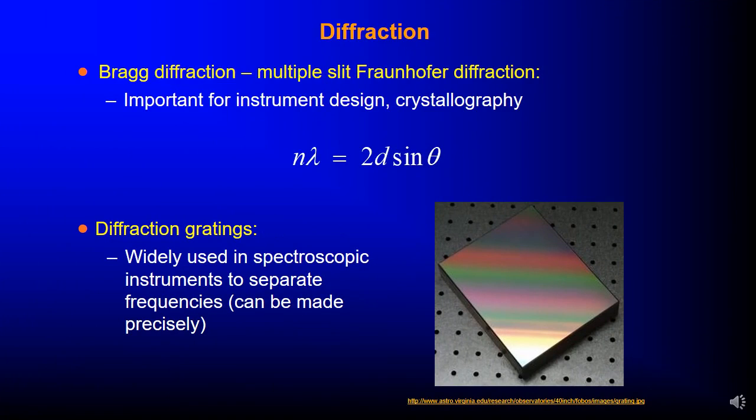Then diffraction: Bragg diffraction, and multiple slit Fraunhofer diffraction, important for instrument design or crystallography. This is what led us to diffraction gratings, which are widely used in spectroscopic instruments to separate frequencies. They can be made precisely.